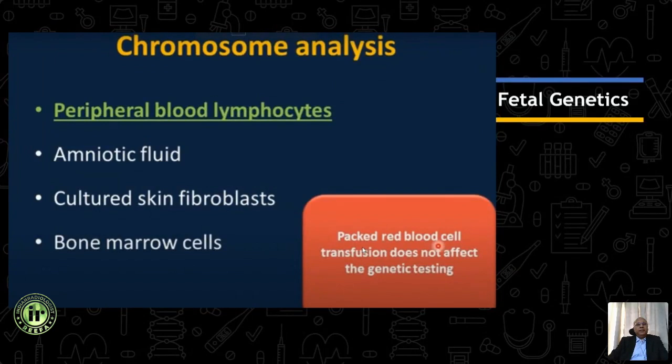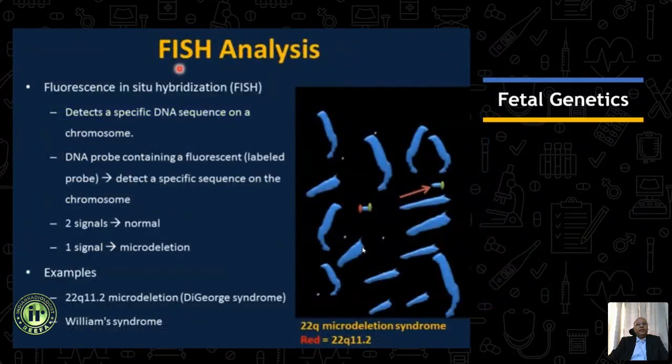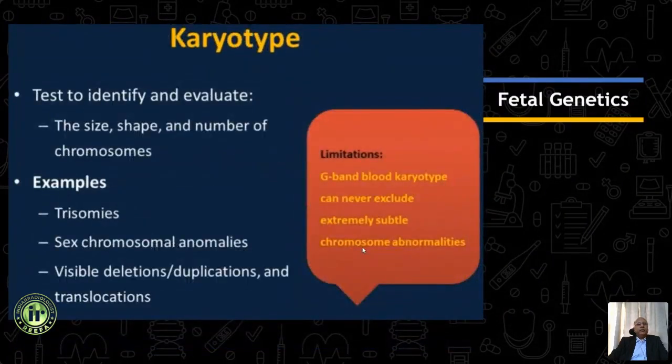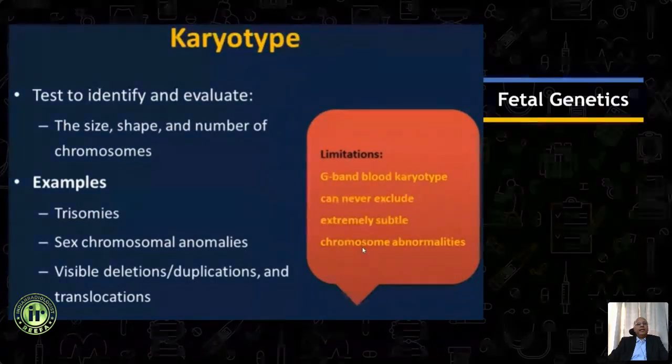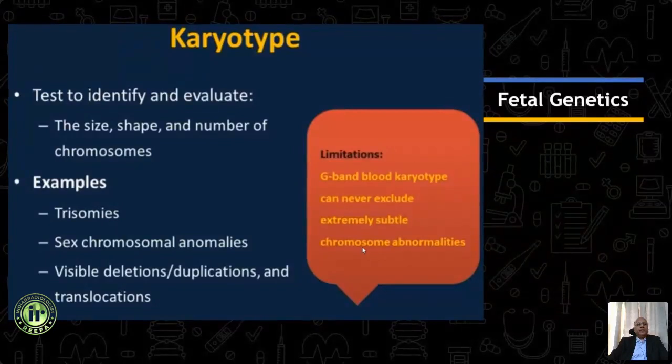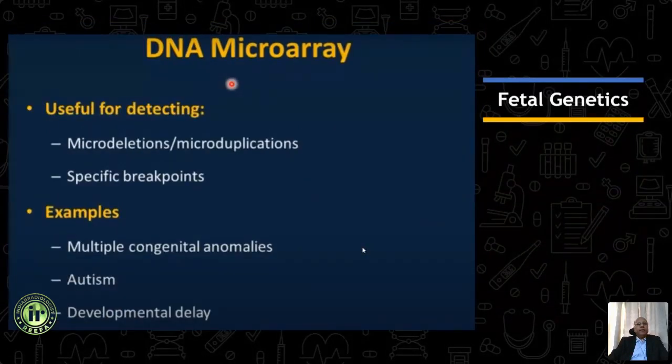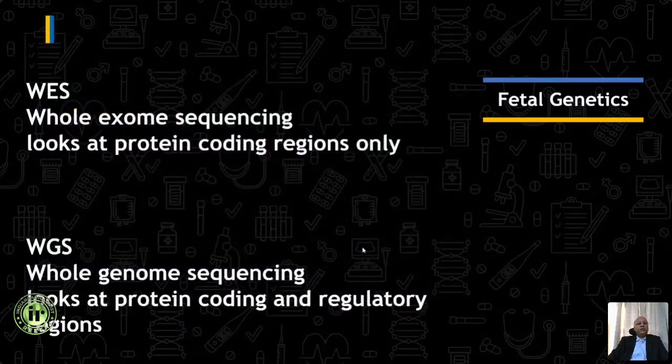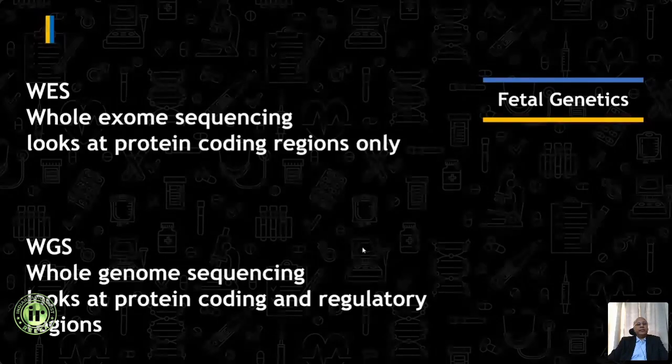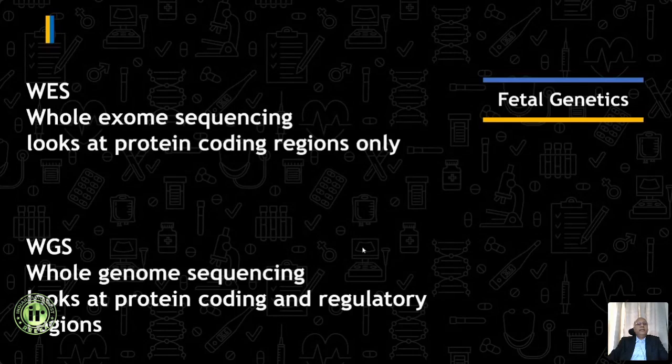Chromosomal analysis can be done from amniotic fluid in the antenatal period. FISH or fluorescence in situ hybridization can be done by using specific DNA probes to look at specific chromosomes. Karyotyping can be done to look at the entire 23 pairs of chromosomes and their variations. Chromosomal microarray can be used for looking at microdeletions, duplications, specific breakpoints, etc. And whole exome sequencing can look at protein coding regions, and whole genome sequencing can be used to look at protein coding and regulatory regions.